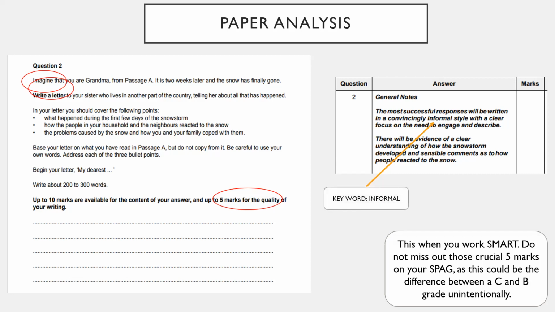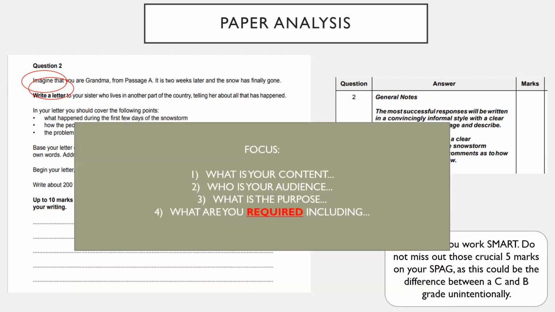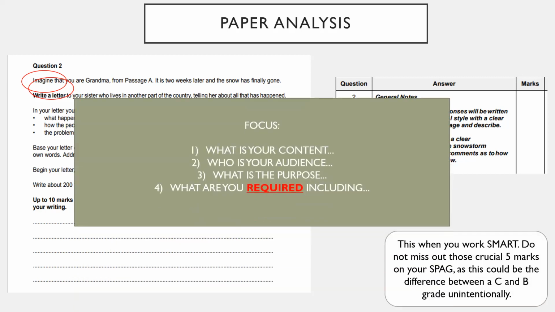And again, like I said before, in that passage in the answer booklet, the key word was informal. And we got the question where they said, write a letter to your sister. So what you should focus on is what is your content, who is your audience, what is the purpose, and what are you required to include? And this can all be taken from the question they've written for you.